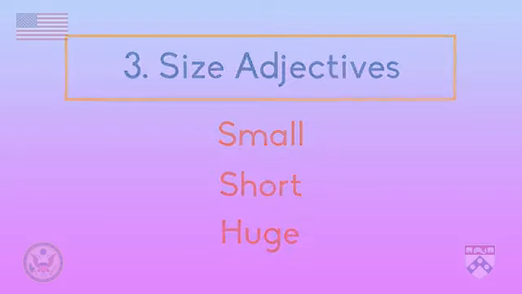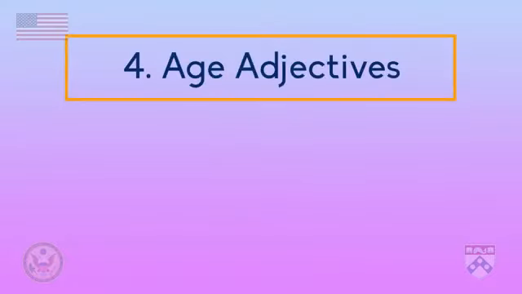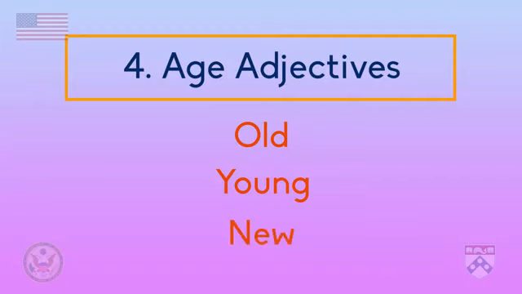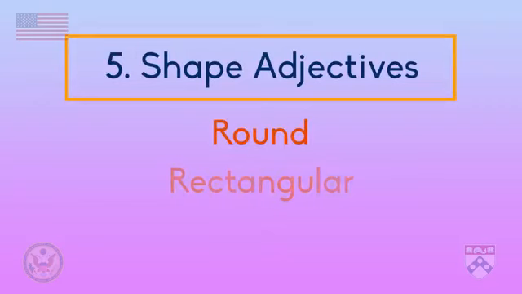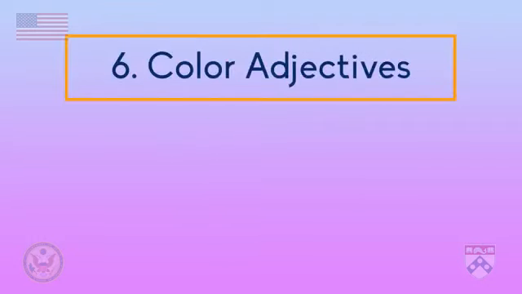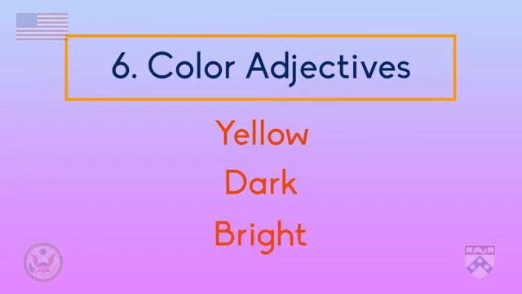Fourth on the list are adjectives that describe age. Age adjectives include old, ancient, young, middle-aged, new. Fifth are adjectives that describe the shape of something. Shape adjectives include round, rectangular, square, oval, and flat. Number 6 on the list are adjectives that describe the color of something. Color adjectives include yellow, orange, blue, reddish, dark, and bright.